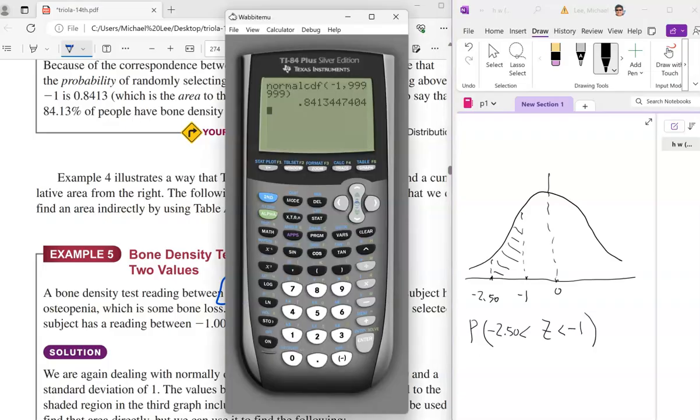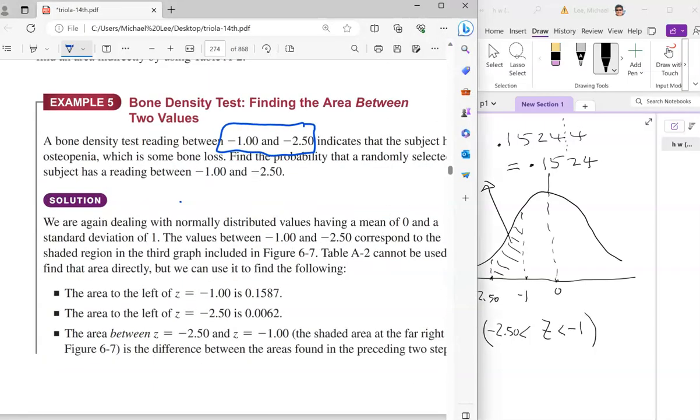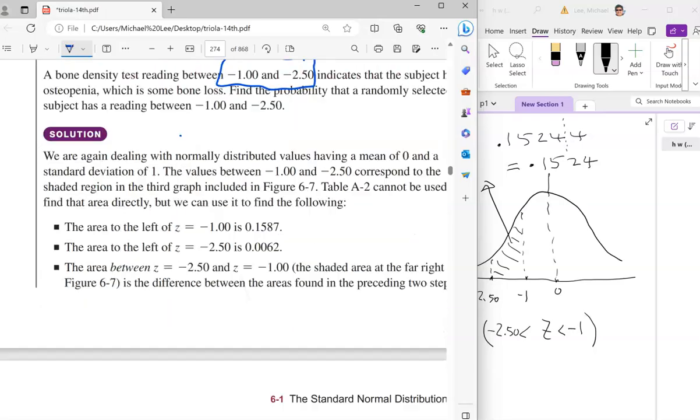So take the calculator out. I'm going to clear that. So second vars, normal CDF. Don't use PDF, use CDF. So the small one is -2.5, comma, -1. Close parenthesis. This area is 0.15244. If you round to 4 decimals, it is 0.1524.